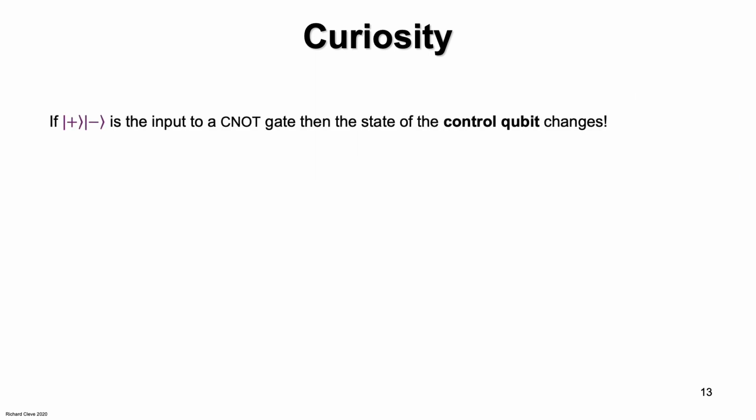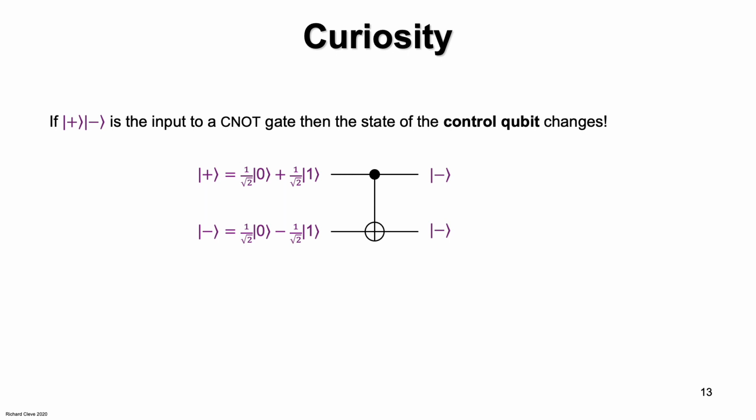Remember the plus state and the minus state. Suppose the input control qubit is in state plus and the input target qubit is minus. Then it can be verified by calculation that the output qubits will both be in the minus state. So for this input state, the control qubit changes from the plus state to the minus state. And recall that, as we saw in the first lecture, the plus state and the minus state really are different states. They're orthogonal and perfectly distinguishable.